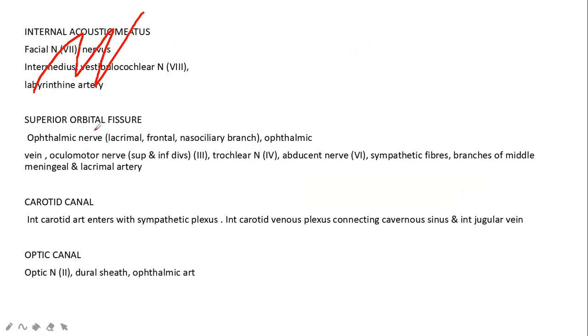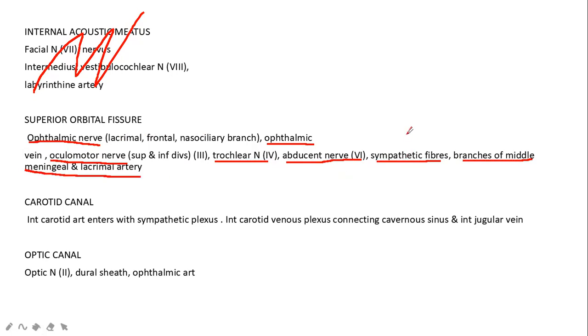So now we have the superior orbital fissure. What does it transmit? The ophthalmic nerve. For now, just know it transmits the ophthalmic nerve, right? We'll go on to the divisions of the ophthalmic nerve when we do the orbit. But it transmits the ophthalmic nerve, ophthalmic vein, oculomotor nerve, cranial nerve number 3, cranial nerve number 4, cranial nerve number 6, sympathetic fibers, and also the branches of the middle meningeal artery and the lacrimal artery.